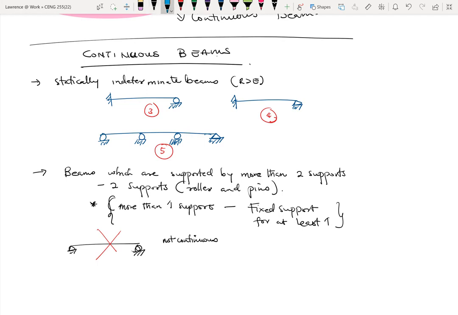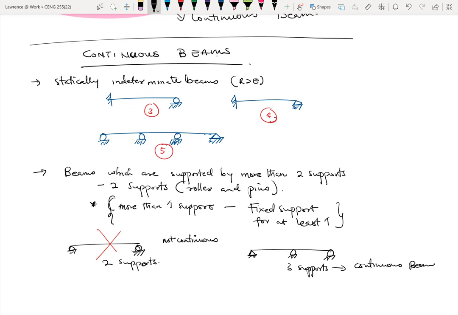But in the case where I introduce one extra support, so now the supports are three. So this has three supports. So this then becomes a continuous beam. The previous one has only two supports.